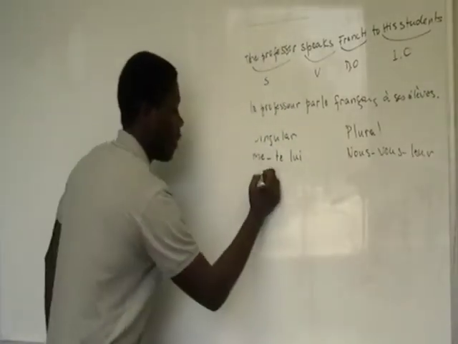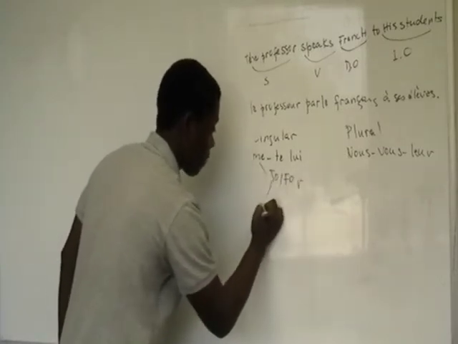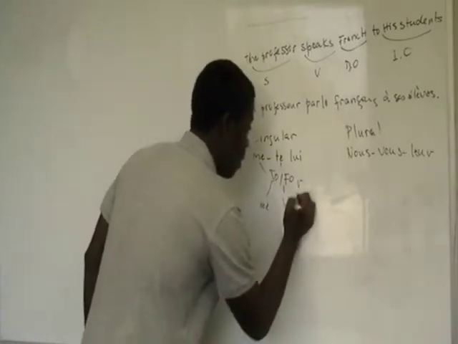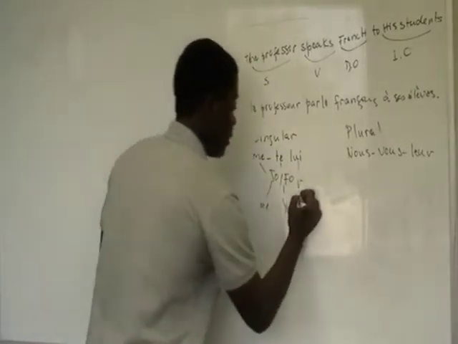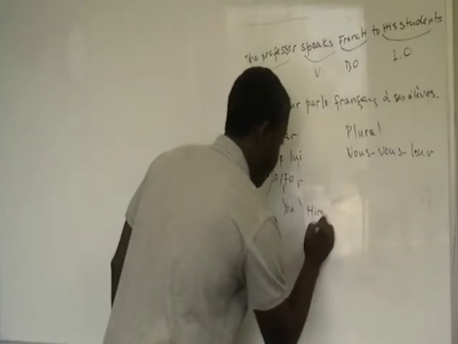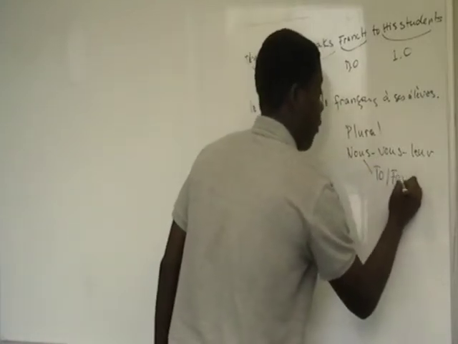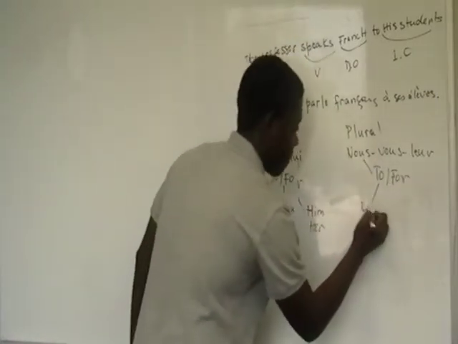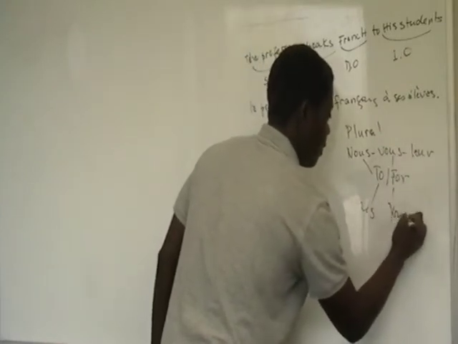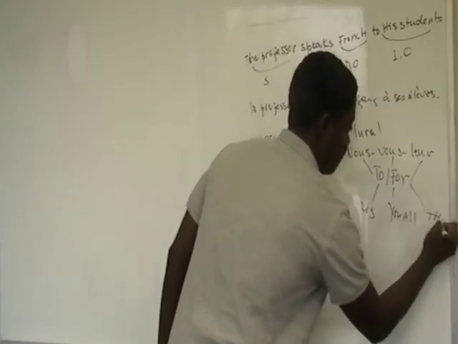Now, we use me when the action is being done to or for me. We use te when the action is being done to or for you. We use lui when the action is being done to or for him or her. And we use nous when the action is being done to or for us. Vous when the action is being done to or for y'all. And leur when the action is being done to or for them.